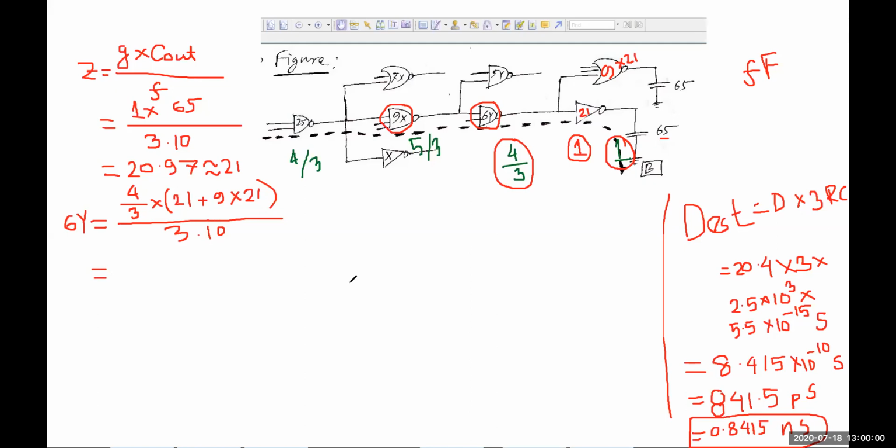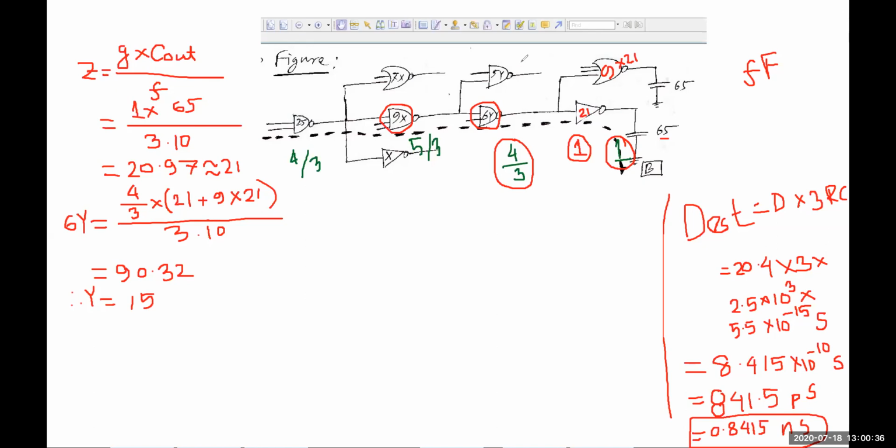So if you do that, the value will be 4 by 3 into 21 plus 9 into 21, divided by 3.10. That is 90.32. Do not round it up. Divide by 6, so your y will be 90.32 divided by 6. The value is 15.05. Okay, I can call it 15.